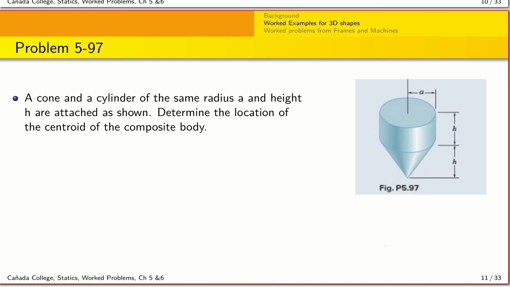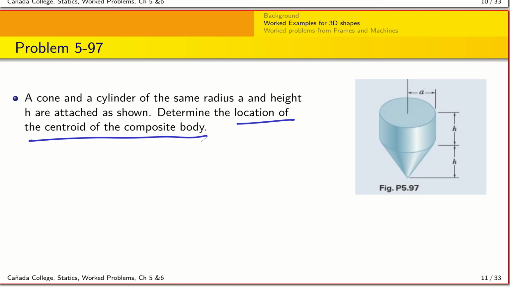Pause the video here, take a moment to read through the problem, and then come back and attempt it based on knowing the value of the centroid for the various known shapes. So we have a cone and we have a cylinder, and what we want to do here is to determine the location of the centroid of the composite body.